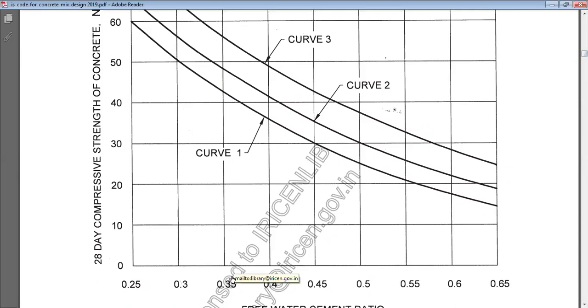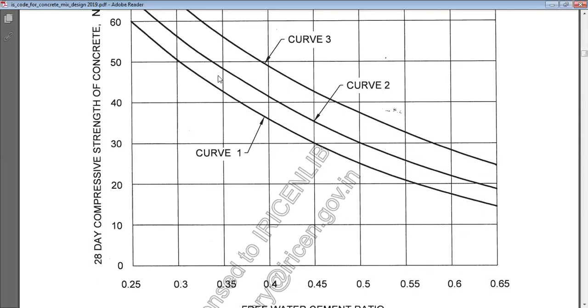From this curve, we can obtain the water cement ratio. We know the target strength, how much target strength is required. From this, we'll draw a straight line and see where the straight line will cut these curves: curve 1, curve 2, curve 3. If you are using OPC, you need to see what type of cement and what type of curve the calculations are for. So if you are using PPC cements, only the second curve you need to observe. The second curve is here. At 48, here it comes.